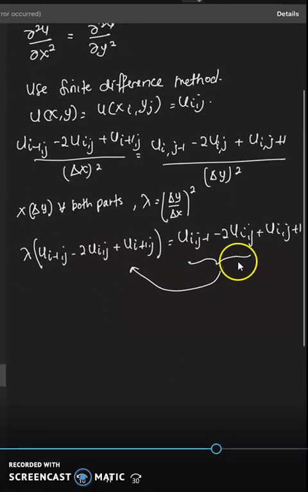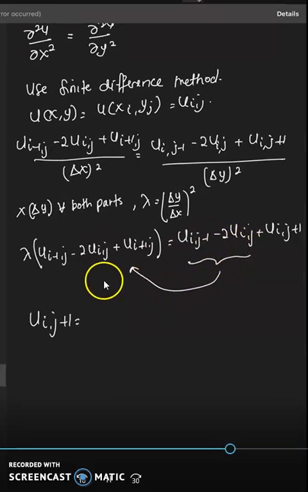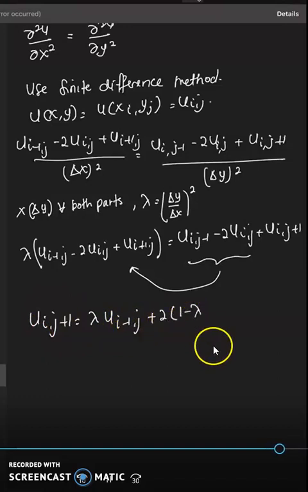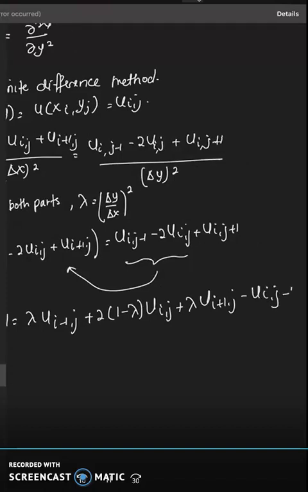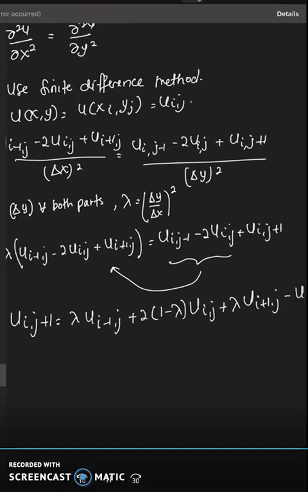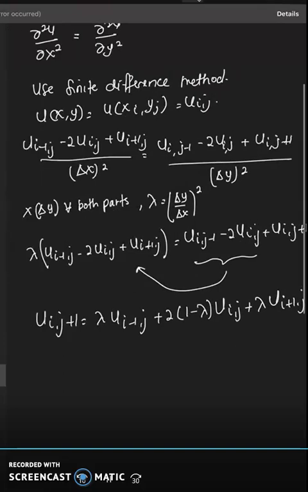You bring the u(i,j-1) terms to the left hand side and arrange the condition for u(i,j+1) on one side, the new grid at the y direction, equal to lambda u(i-1,j) plus 2 times (1 minus lambda) u(i,j) plus lambda u(i+1,j) minus u(i,j-1). So this one. So how many points are involved here?